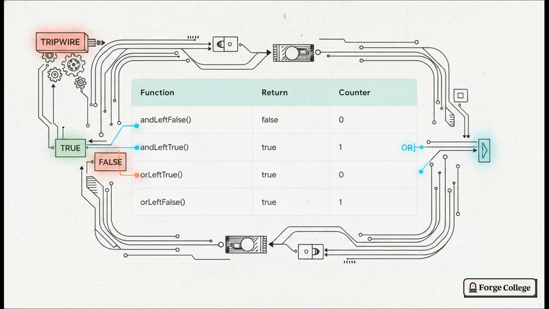So, here's the technical blueprint of what we expect to happen based on whether our tripwire is triggered or not. We've got 4 functions here, basically testing the different combinations of AND and OR, with left sides being either true or false. If you take a look at the expected counter column on the far right, that tells us exactly when the right side of the expression is expected to actually run.